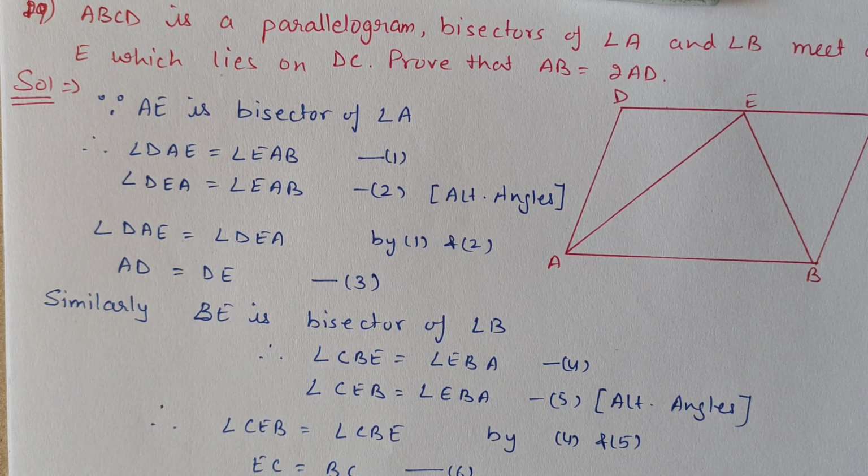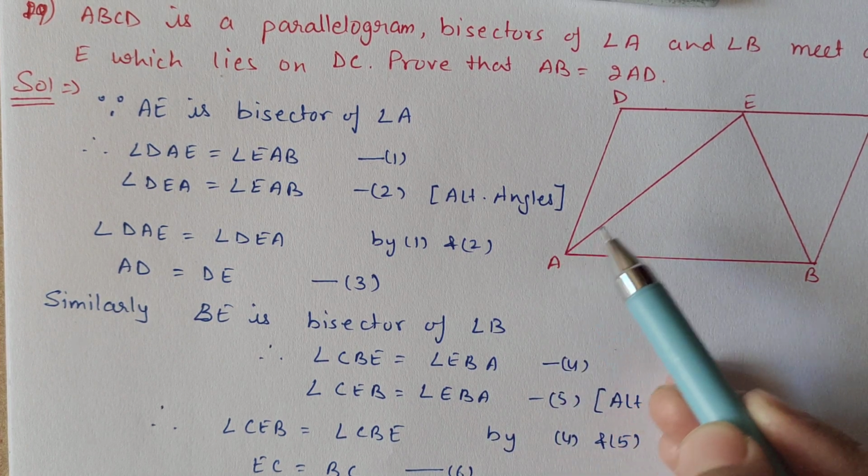Next we have question number 19. ABCD is a parallelogram. Bisectors of angle A and angle B meet at E, which lies on DC. Prove that AB is equal to 2AD. This question is like the last question only. We have to do everything in the reverse way.